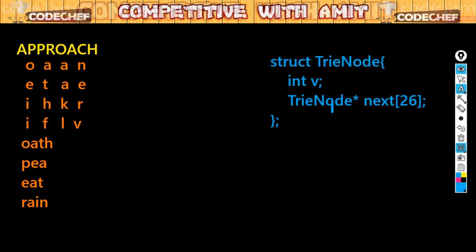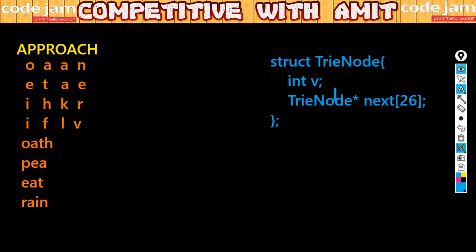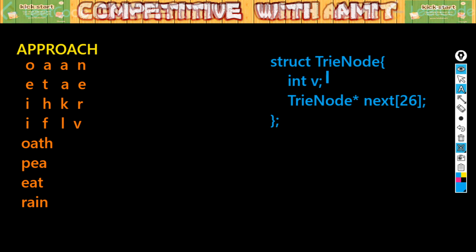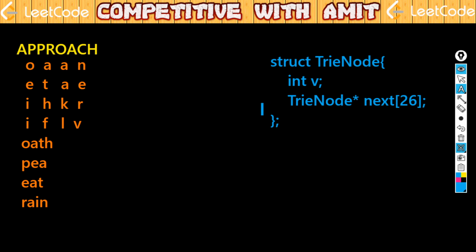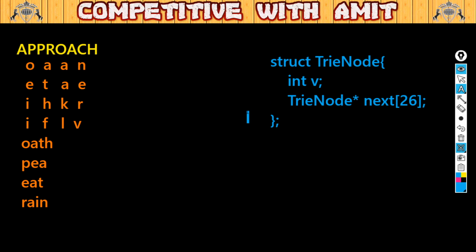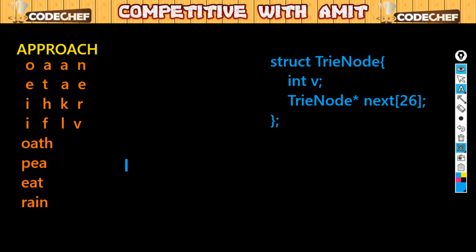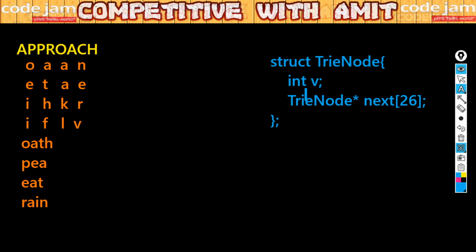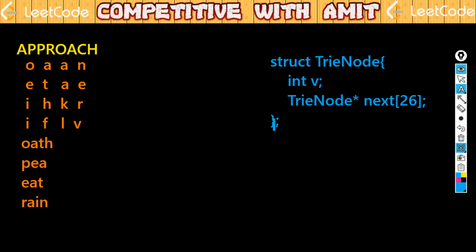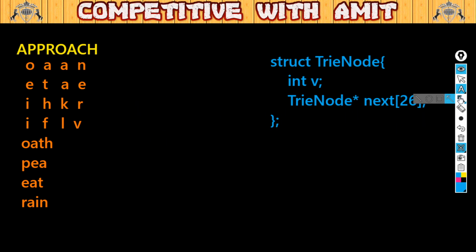So this is the structure which we are going to use for our Trie data structure. In this, int v represents whether the word gets over or not. Suppose we are on H, then this will be initialized with 1, which will symbolize that the word is complete. And what this node will do, I'll explain when I explain the data structure. So now we'll discuss the data structure.